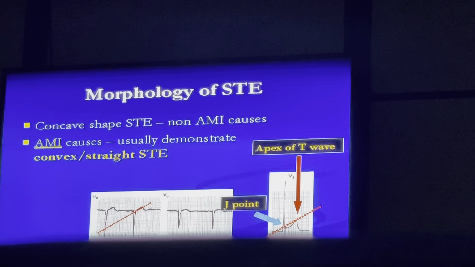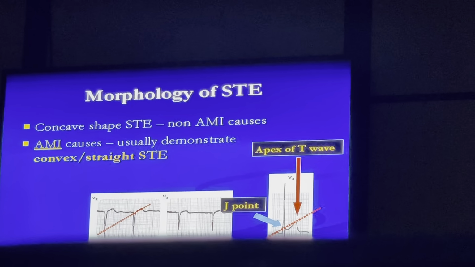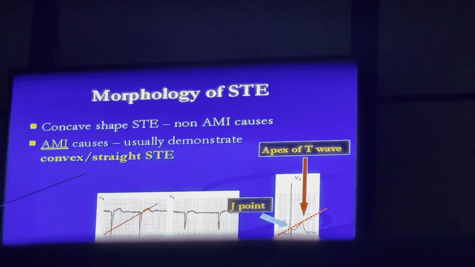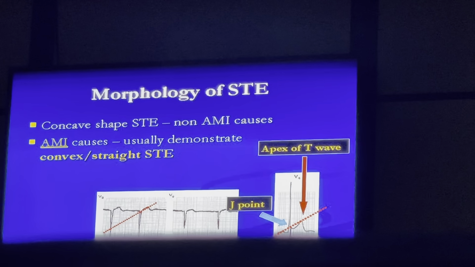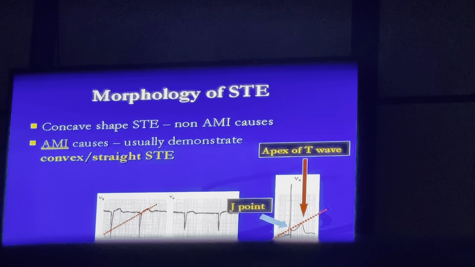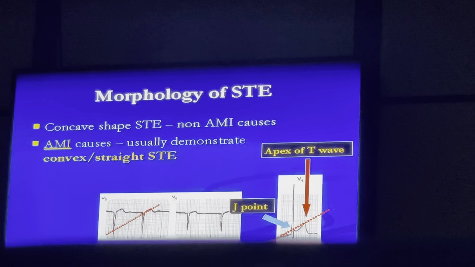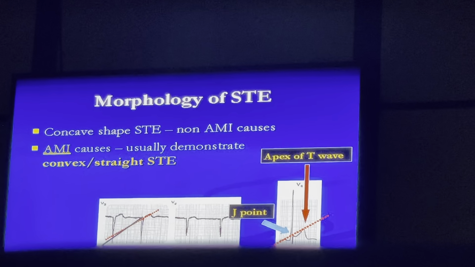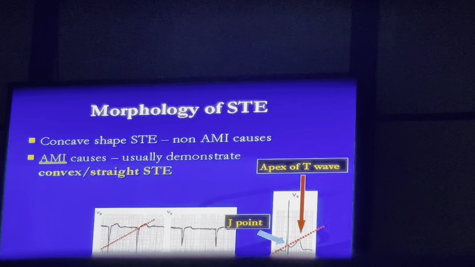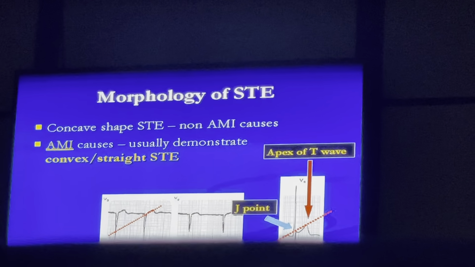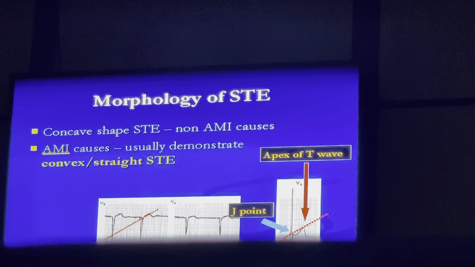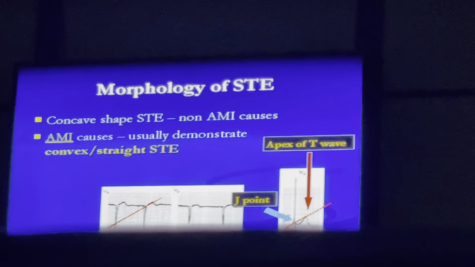Concave shape of ST elevation occurs in non-MI causes. MI causes usually demonstrate convex or straight shapes. So how can you measure? Just draw a line from the tip of the T wave to your J point. If the ST segment is above the line or at the line, it is convex, and if it is below the line, it is concave. So concave occurs in non-ischemic causes. Next.